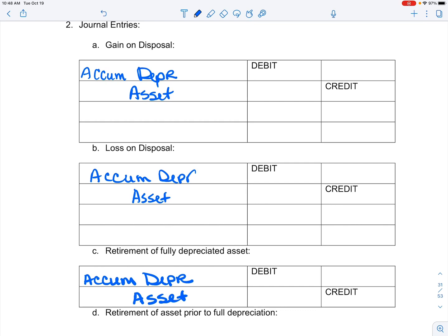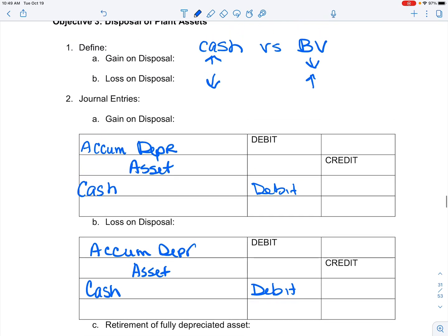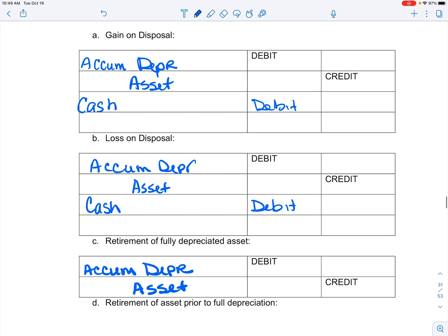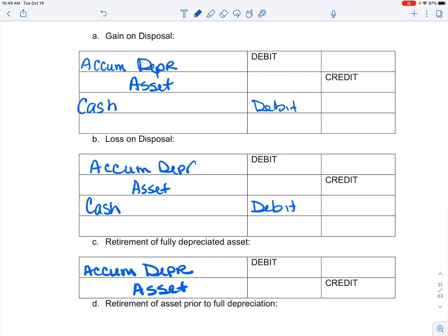The next thing you're going to realize is if you have a gain or a loss, you're probably selling this asset. Therefore, you're going to get a cash amount. That's going to be a debit. So that's going to happen also no matter what. The final piece is whether or not, again, the cash we're getting is greater or less than the book value. Remember, our debits must equal our credits. So that's another way to look at it.